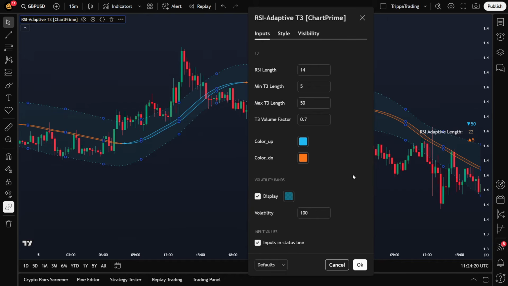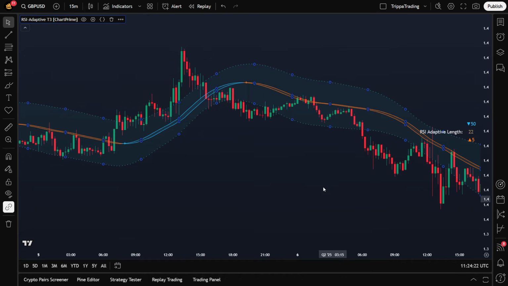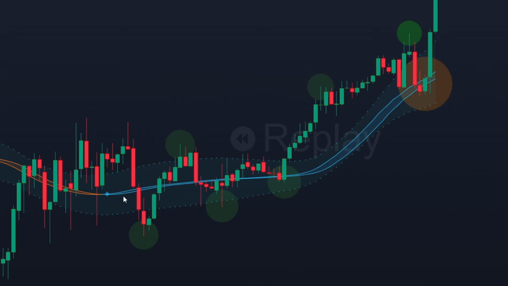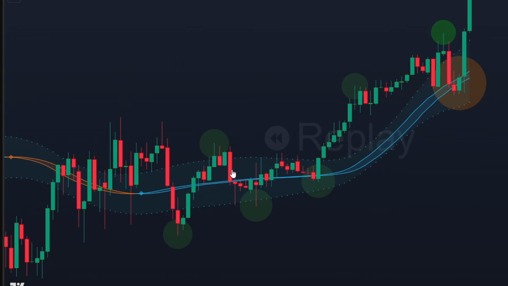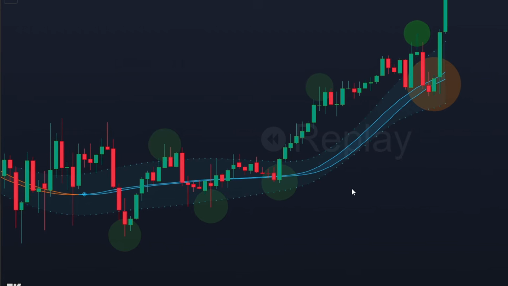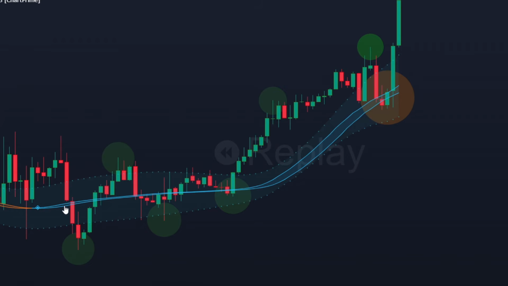Now, let's talk about how to actually use this indicator in real trading. The main way is by watching the color of the T3 line. If it's blue and price is above it, that's a bullish trend. If it's orange and price is below it, the market is probably bearish. The color change of this line is a good early warning for a potential trend shift, especially when you also see those little cross markers showing up and the volatility bands starting to expand. That's usually a sign that momentum is shifting.